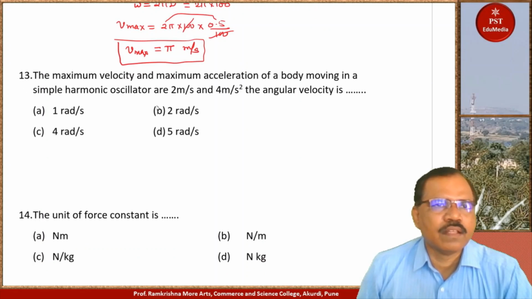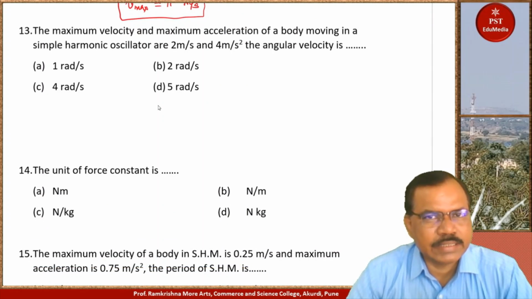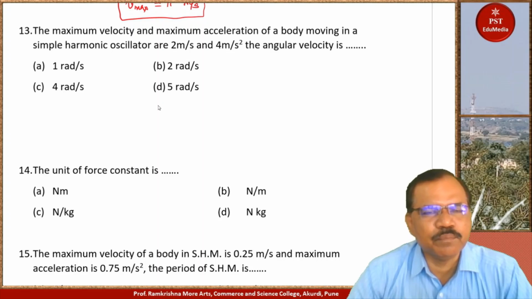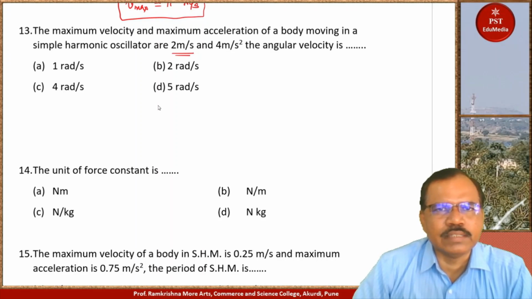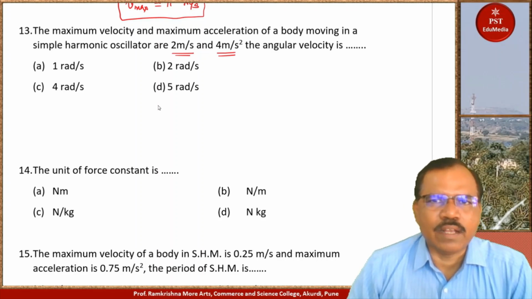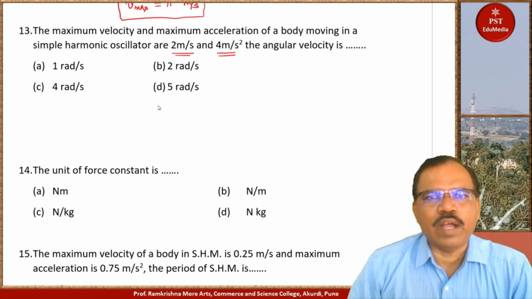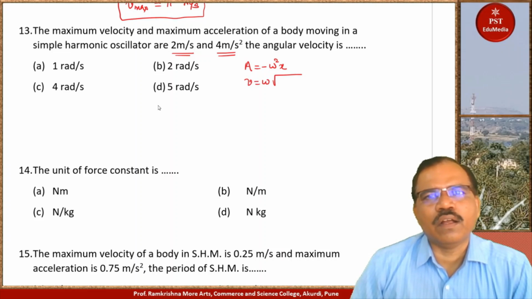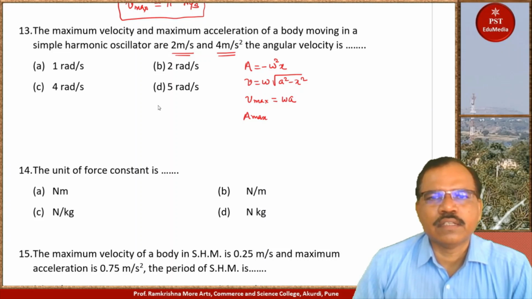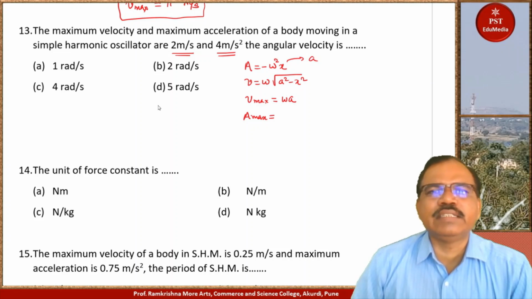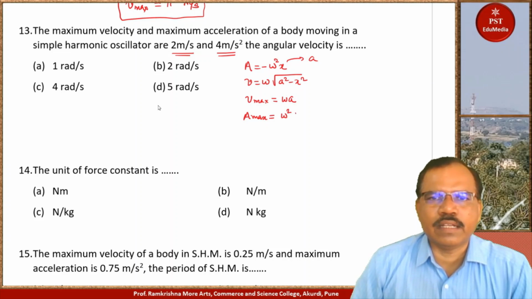Now see the next one. The maximum velocity and maximum acceleration of a body moving in simple harmonic oscillation are 2 meter per second and 4 meter per second square. The angular velocity, means omega, is? Now we know acceleration in simple harmonic motion is minus omega square x, and velocity is omega under root a square minus x square. So V max is equal to omega into A. And what is A max? x is maximum means x is A, so we get omega square into A.